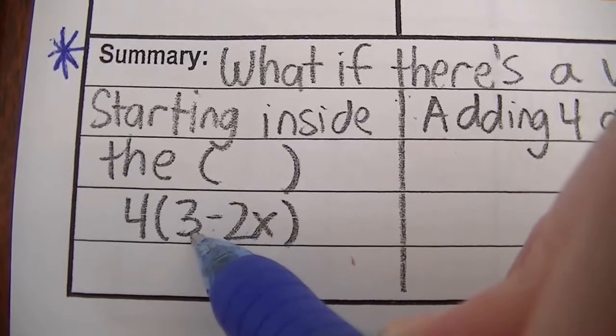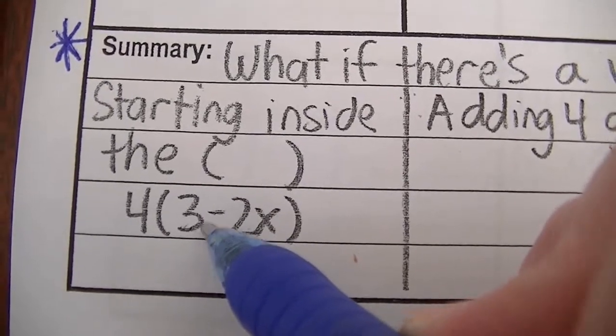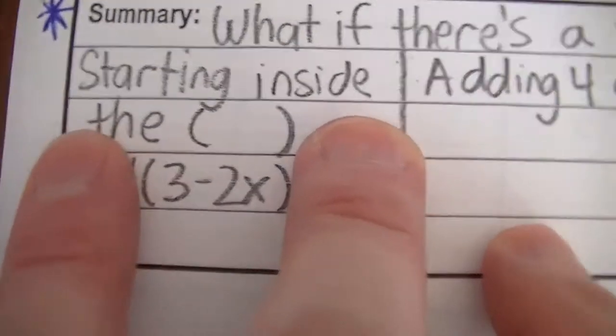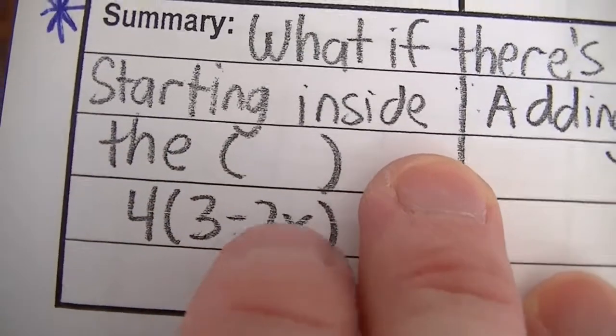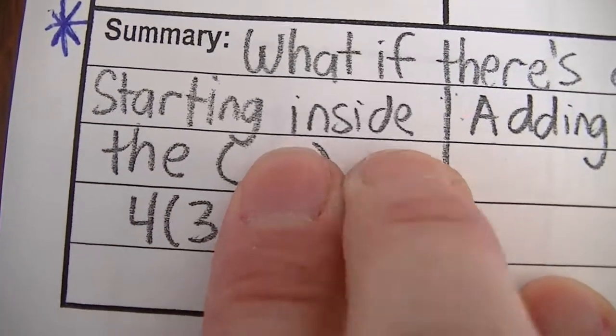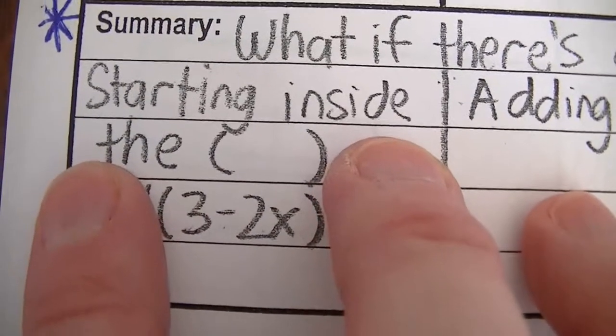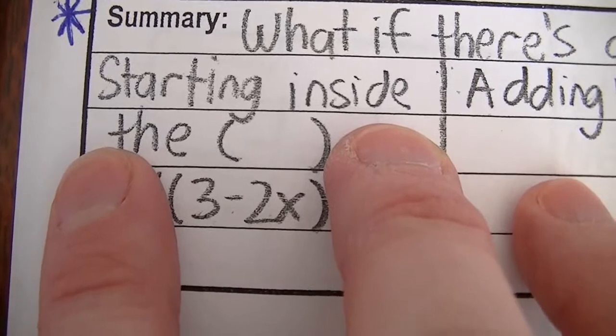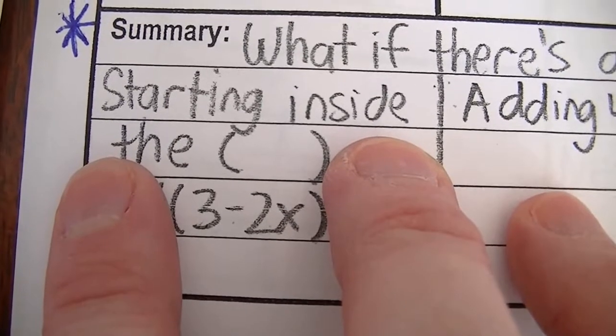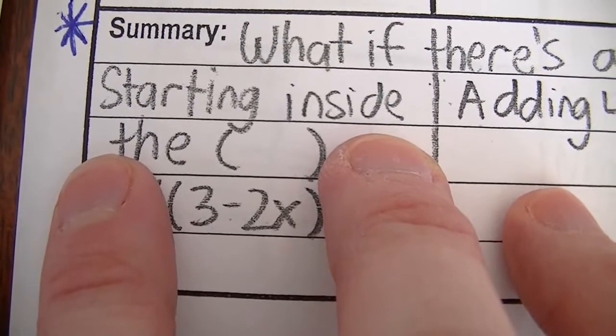3 minus 2x. I want to let you know right now, you see how that minus 2 has an x attached to it, and then this 3 has no x with it. When you see something like that, that's called unlike terms. Those are not like terms. We cannot simplify it because we do not know the value of x.